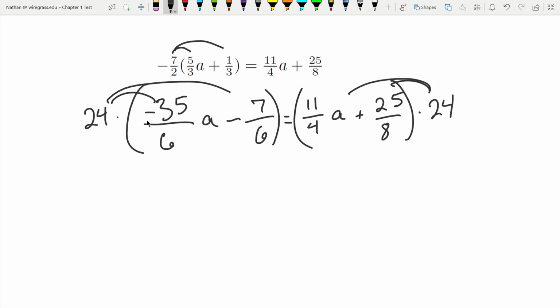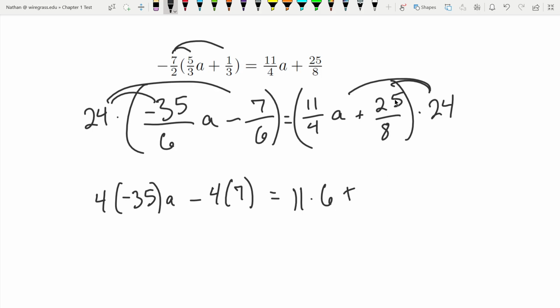So 24 divided by 6 is 4. So we're going to get 4 times negative 35 times a. 6 divided by 24 is 4, so we get negative 4 times 7. Here we're going to get 24 divided by 4 is 6, so we're going to get 6 times 11. And then we're going to have 8 divided by 24 is 3, so 3 times 25.